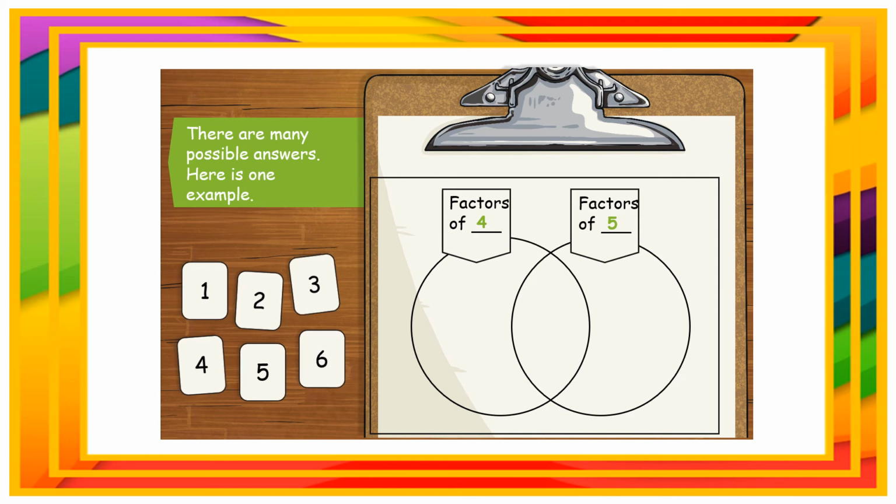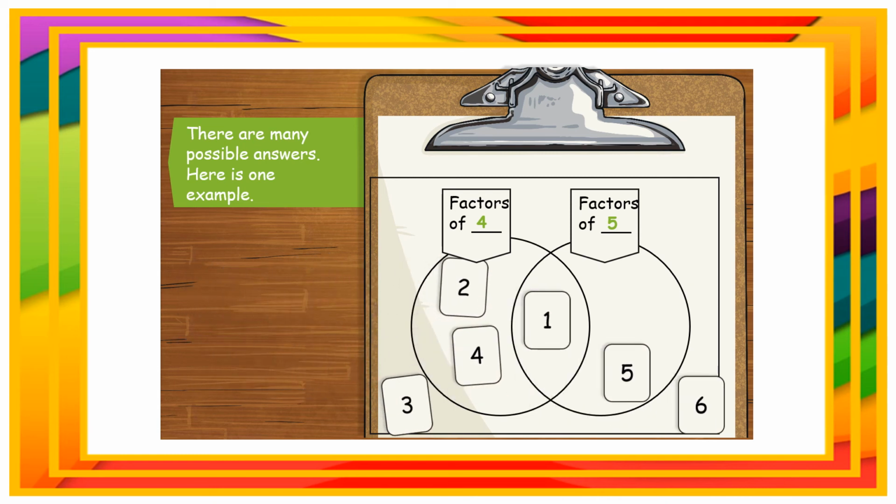Welcome back. Were these your answers? If these were your answers, well done. As you can see, 3 and 6 are not in the Venn diagram. Do you know why? I bet you do, because there is no number we could multiply with 3 to make 4 or multiply with 3 to make 5. Neither is there any number we could multiply with 6 to make 4 or multiply with 6 to make 5.